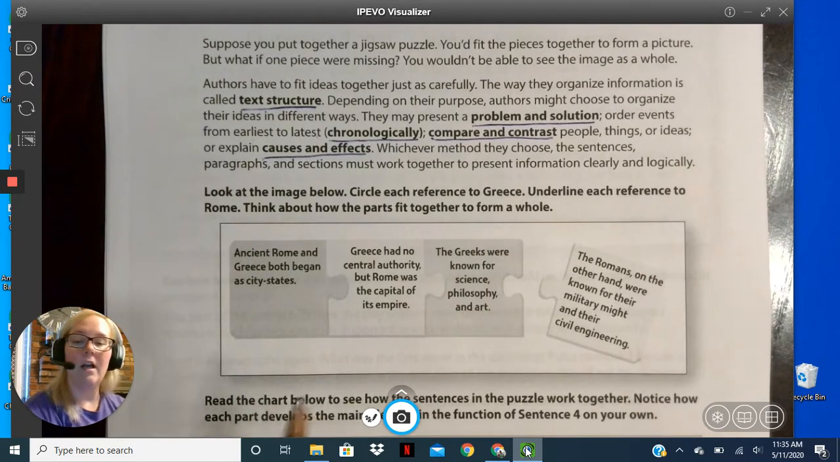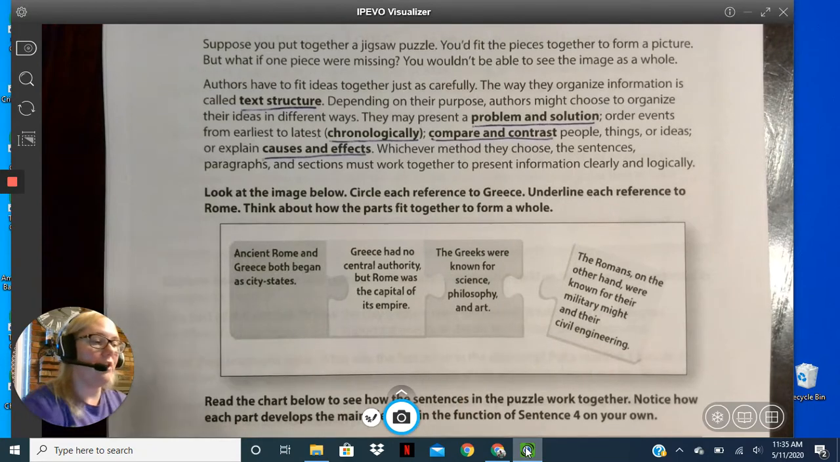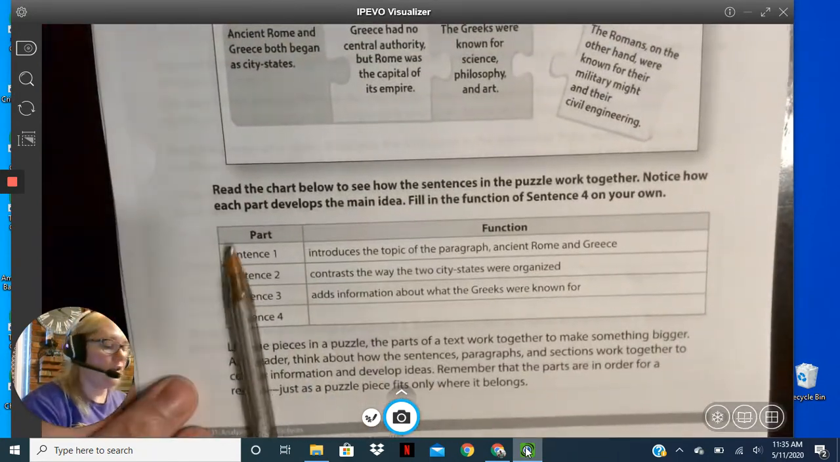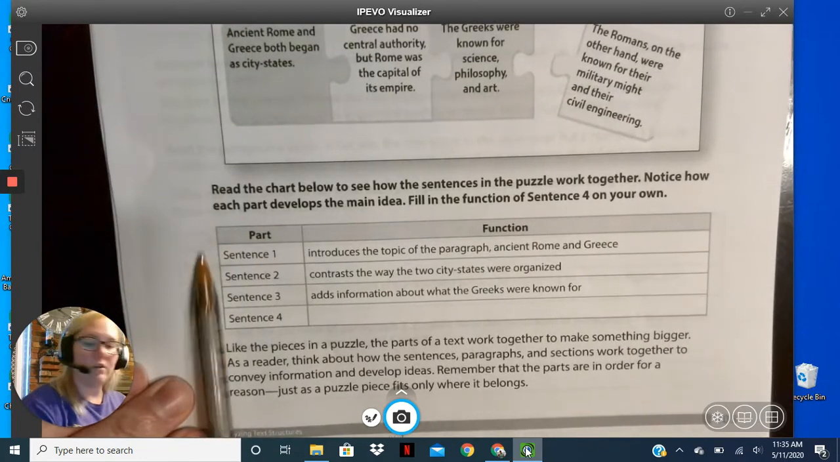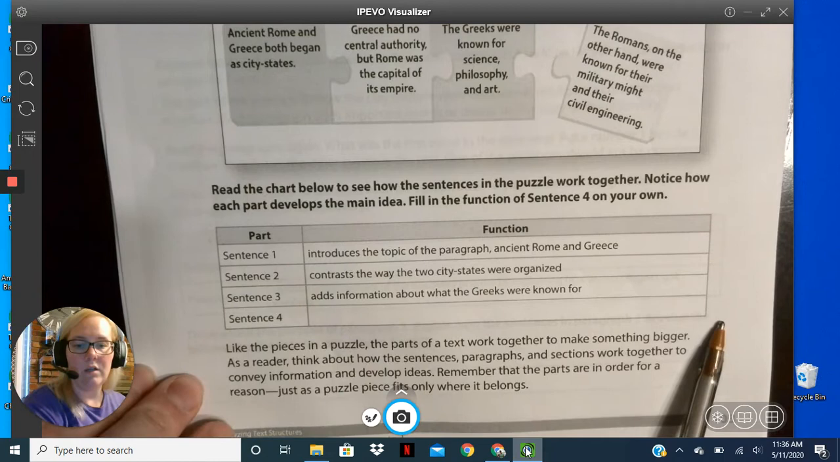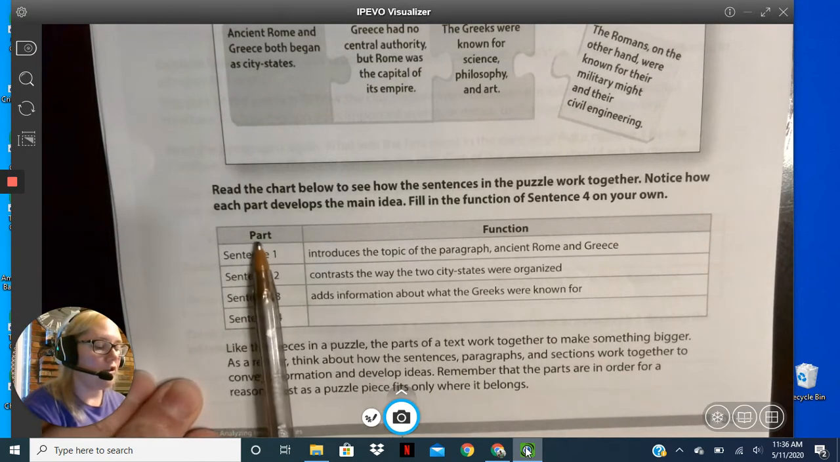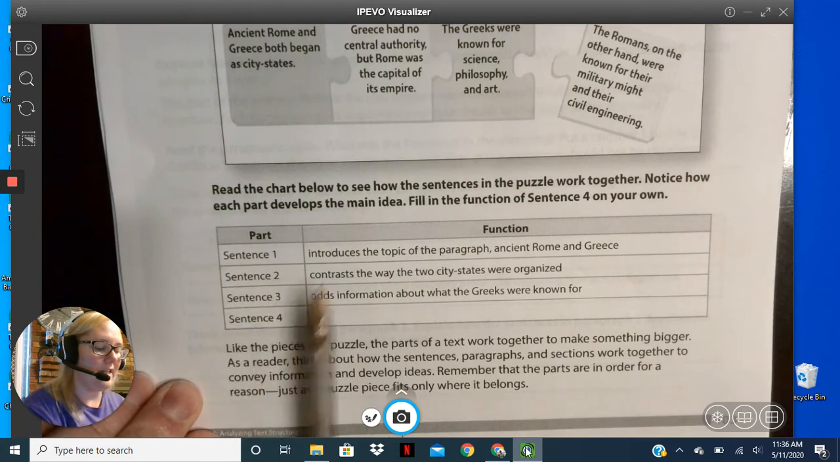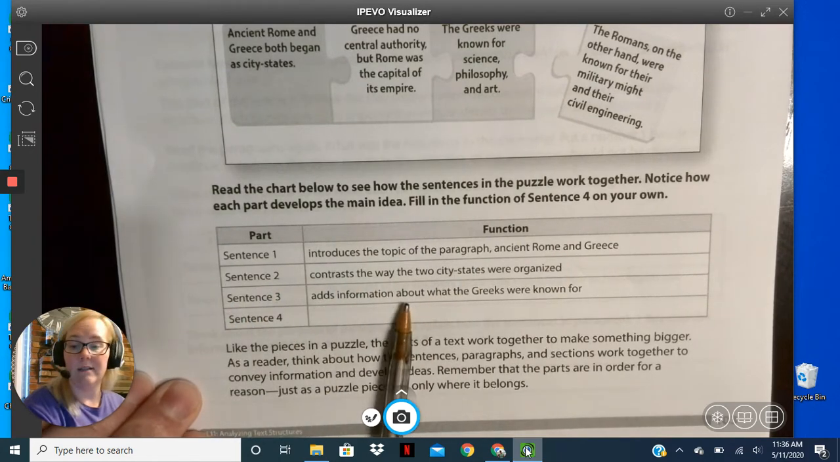So let's take a look. I want to show you that we have a graphic organizer down here. You can use this graphic organizer in your Tuesday, Thursday work as your weekly strategy if you want to. If you're reading nonfiction, you just do part and function. You could do sentences or paragraphs here, and then tell me what each one of them does.